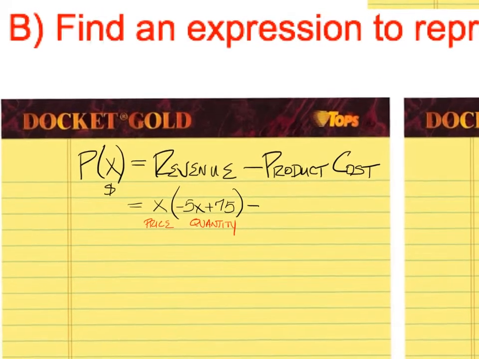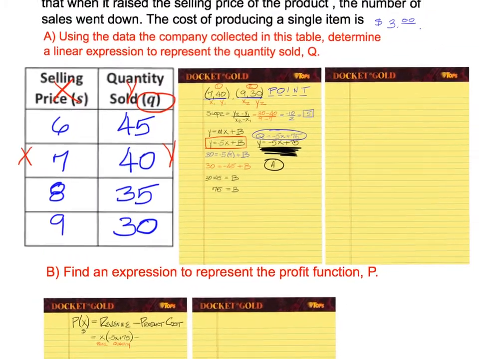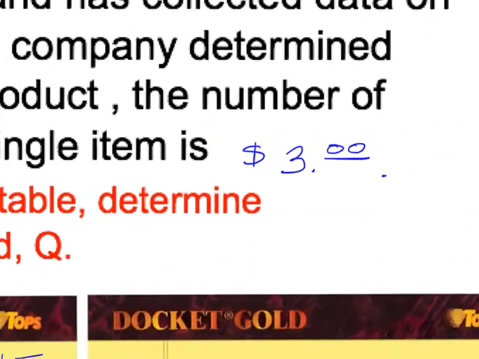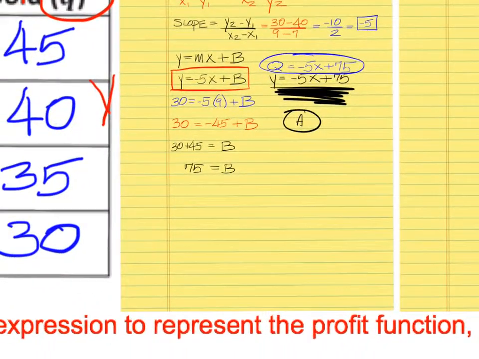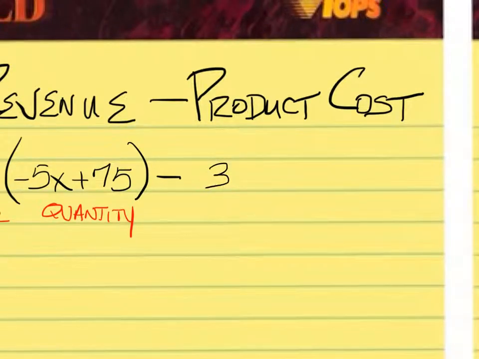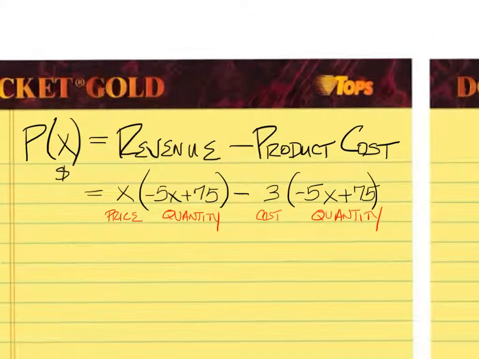Do you remember what the cost per item in this problem is? $3, yes, right here. The cost is $3 per item that they are selling. So we'll go back down here and put in the cost, $3, times the quantity of them, which again is going to be negative 5x plus 75. Remember, this is the cost for the company, and this is the quantity. This is the answer for part B.